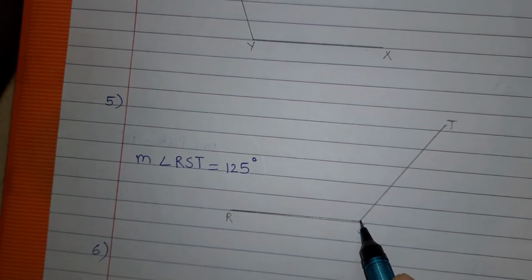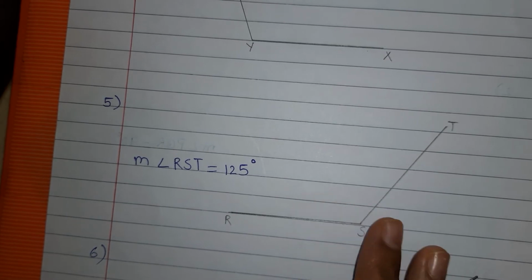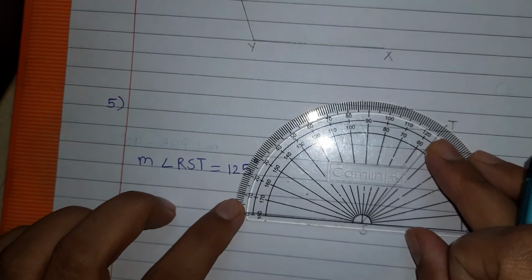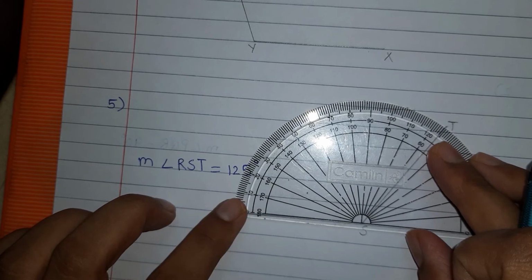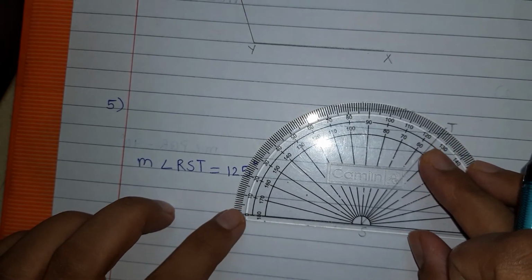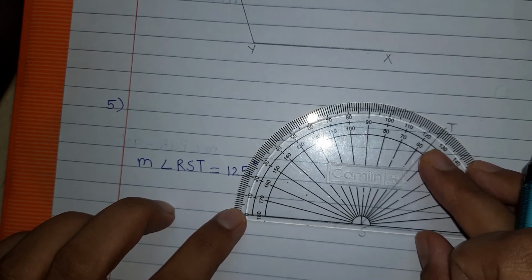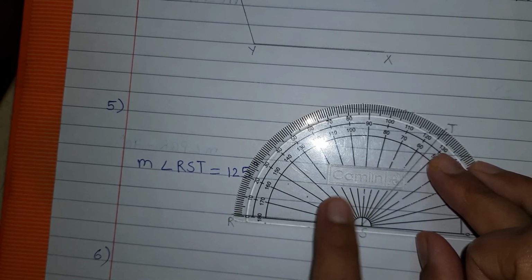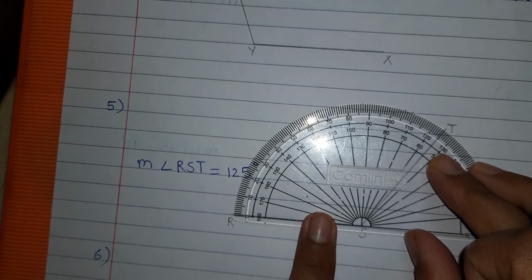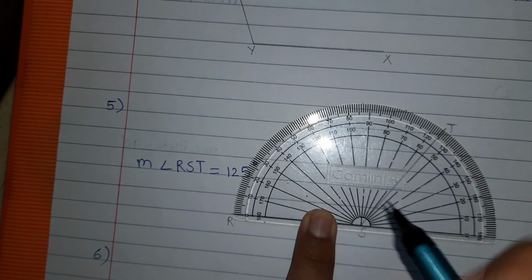This is the vertex and the arm is on the left side, so we will take the left 0. Adjust the center and the baseline. So the left 0 means this outside 0, which means we will count all the outside numbers.